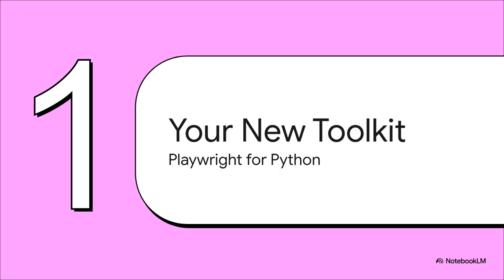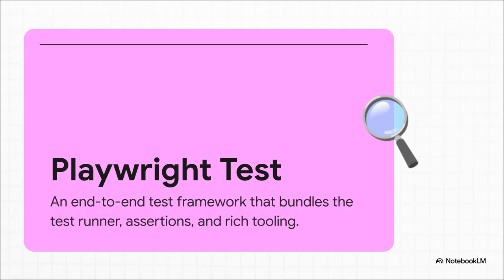And I want you to think of Playwright as more than just another library. Think of it as your brand new professional-grade toolkit for web automation, built from the ground up to make your job a whole lot easier. So what is it, really? Well, Playwright is a complete end-to-end framework. And what that means is it's not just one little piece of the puzzle. It bundles everything you need, the test runner, the assertions, all the tooling, right out of the box, so you can build really powerful and stable tests from day one.